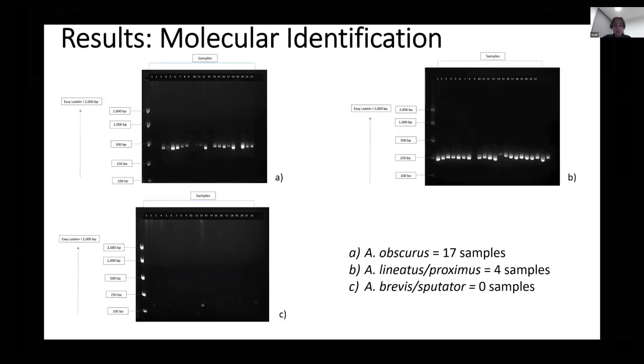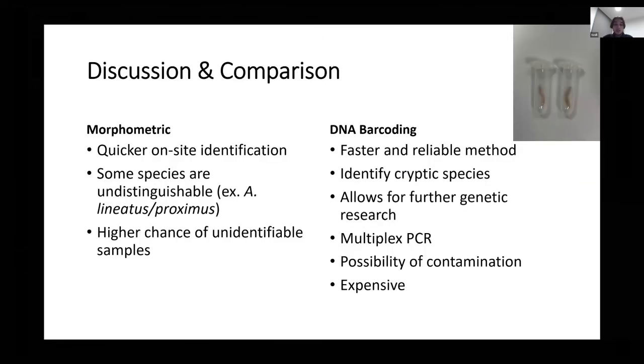For the molecular identification, more species were found to be obscurus, which was again expected, with 4 samples being lineatus. However, 0 samples being proximus, brevis, and sputator in the end. Now, when comparing both methods, it's seen in biological research that molecular identification is a more reliable and faster method. This helps even just further with genetic research and identifying cryptic species, but it also can be added on a wider scale with multiplex PCR. But again, there is still a higher chance of contamination and just an overall expensive method.